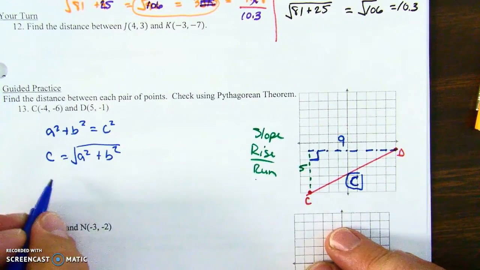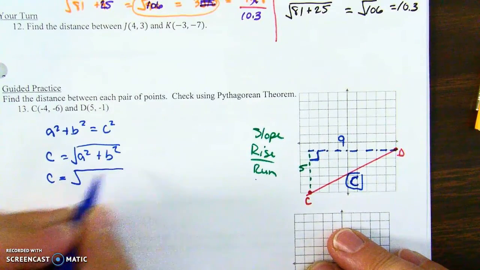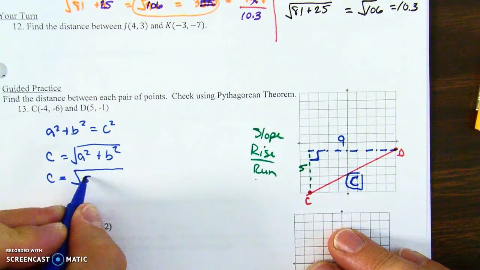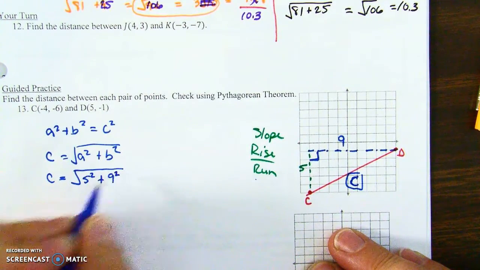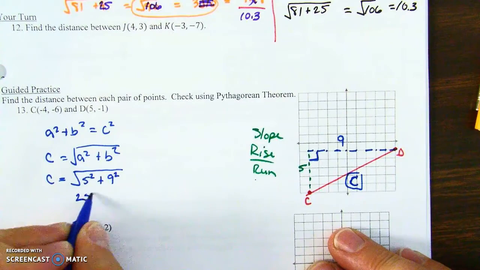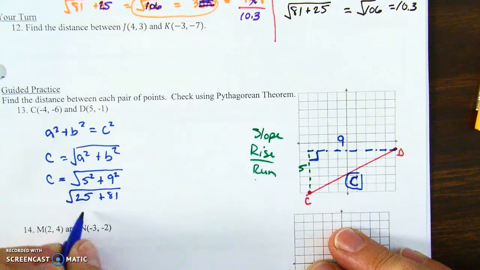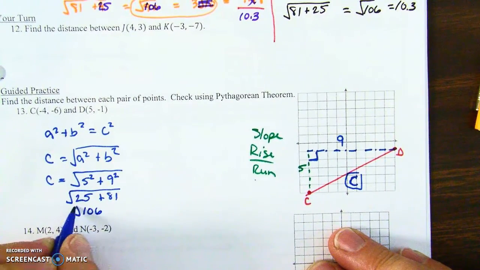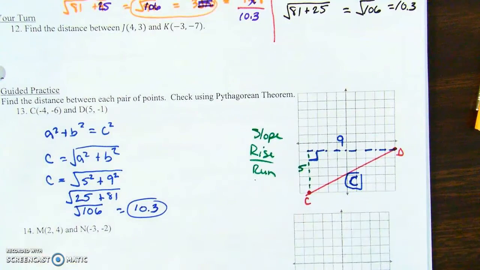Okay, so here we go again. C equals the square root of, and I always like to make the smallest number the a, and then b is our next biggest number, and we're going to square it, which gives me 25 plus 81, and we square root that, which gives us 106. The square root equals 10.3, that is our answer.